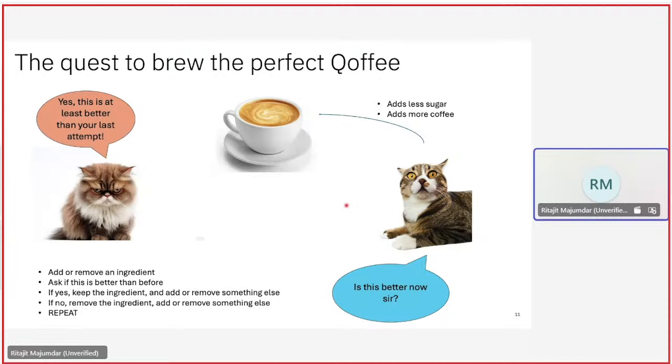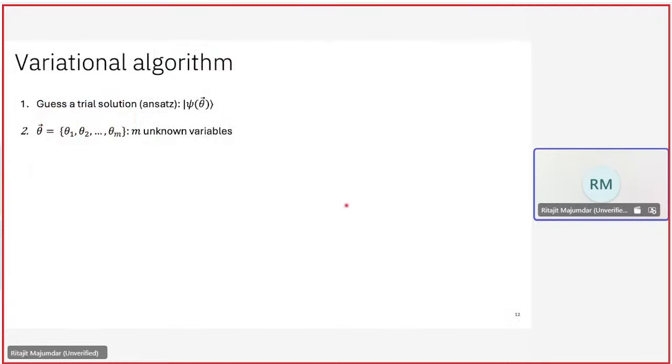If yes, you keep that ingredient and you add or remove something else. If the guest said that no, this is not better, this is worse than before, you remove that ingredient and you repeat this. You keep repeating this many times, and you can expect that the host will start liking the coffee. I mean, either it will be the perfect coffee in the world, or the host will say, okay, this is good enough. I don't need any better. So you can give it to me. That is precisely what a variational algorithm is.